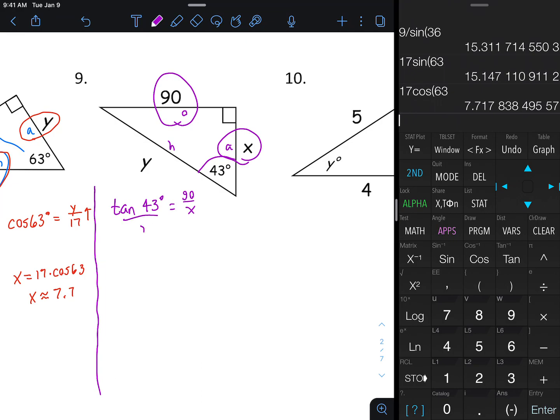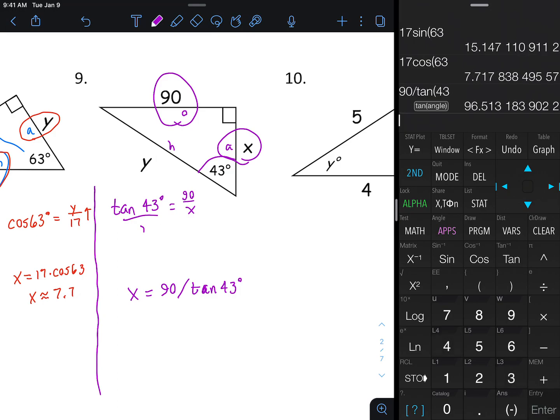When you cross multiply and divide, you're eventually going to get x is equal to 90 divided by tangent of 43. That's after cross multiplying and dividing, or using your little shortcut on that. If the variable is in the denominator, then it's division. That comes out to roughly 96.5.